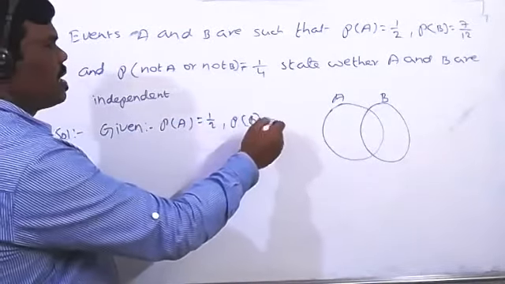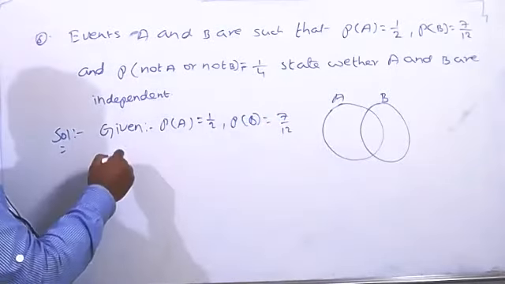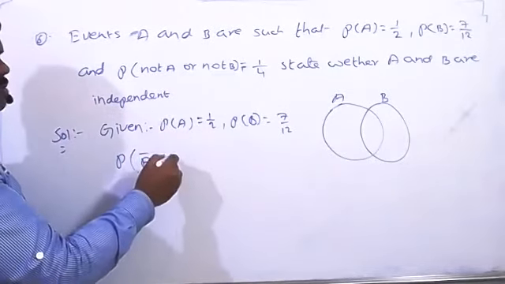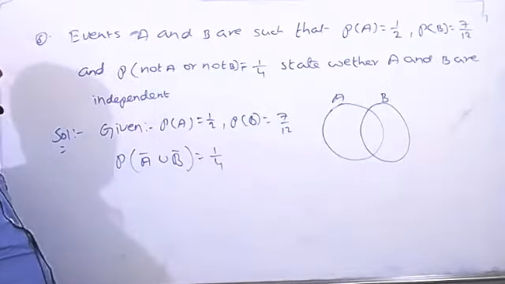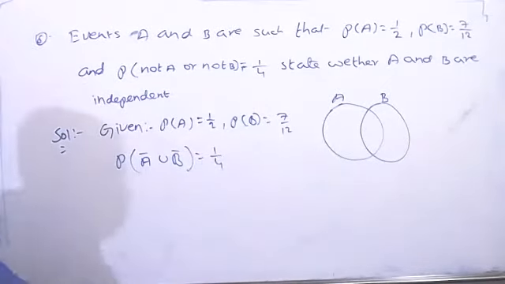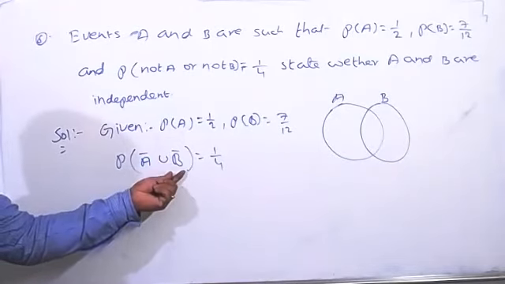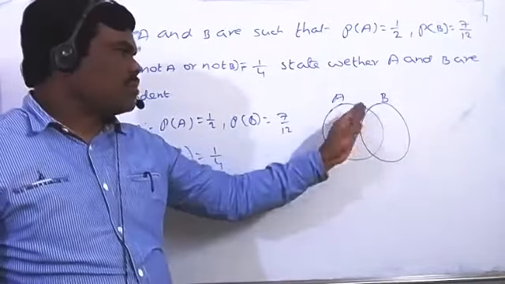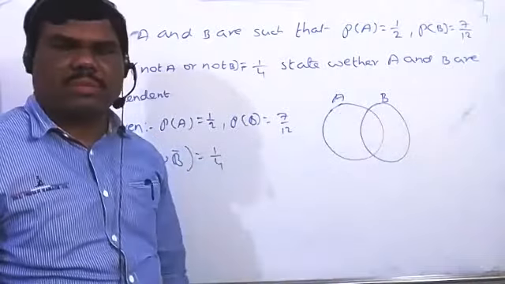Given probability of A equal to 1 by 2 and probability of B equal to 7 by 12, and probability of not A, A bar, or union B bar, they gave as 1 by 4. Here not A or not B means the combination of not A and not B. That means only A, only B can leave that. Correct or not?